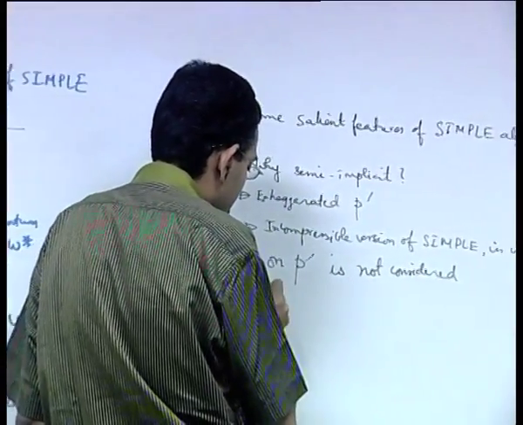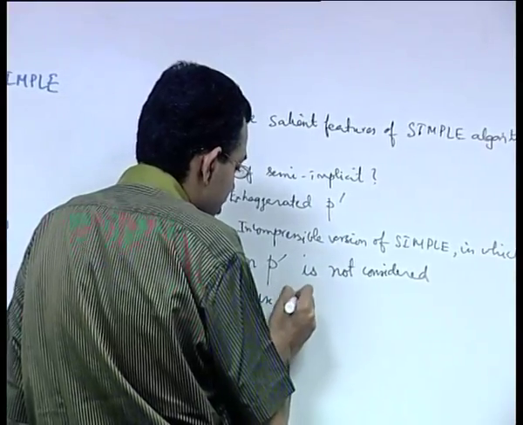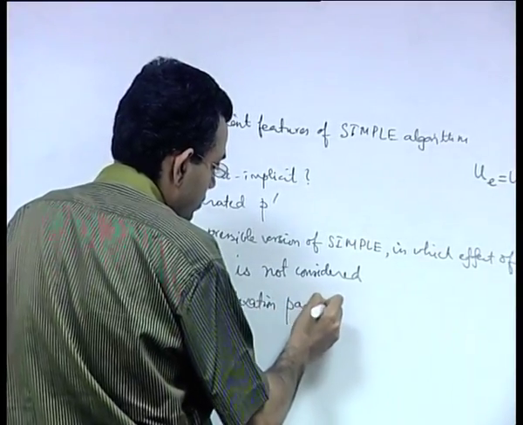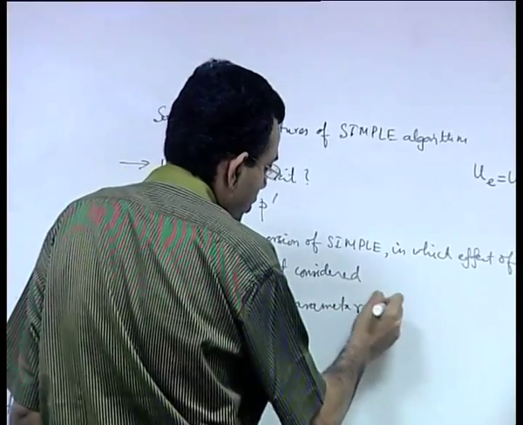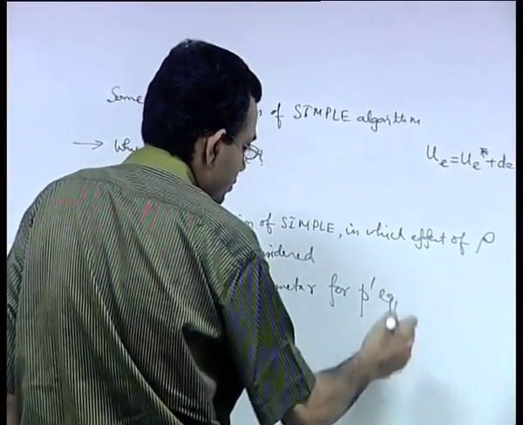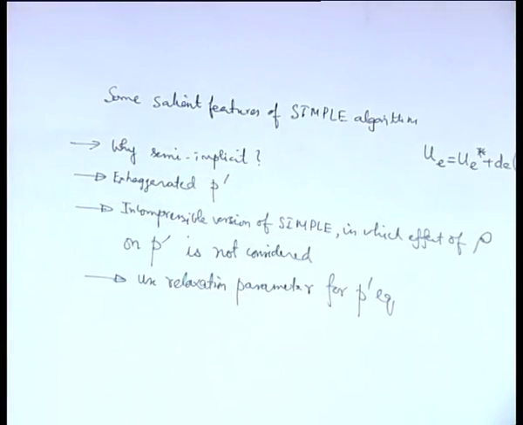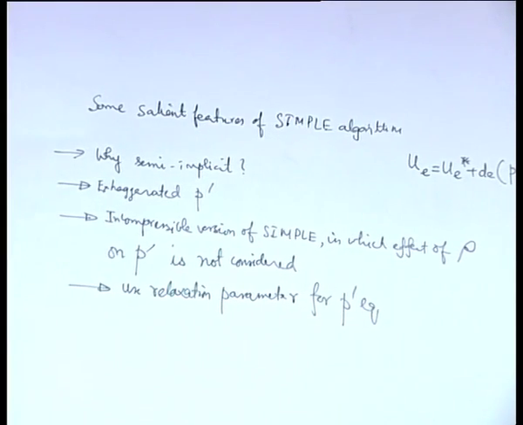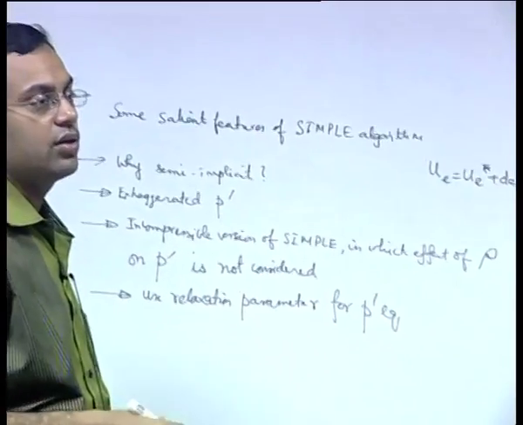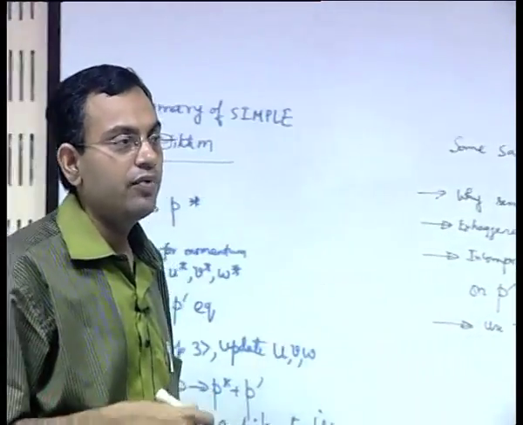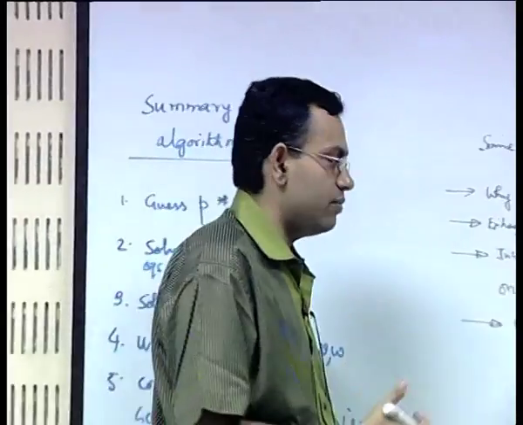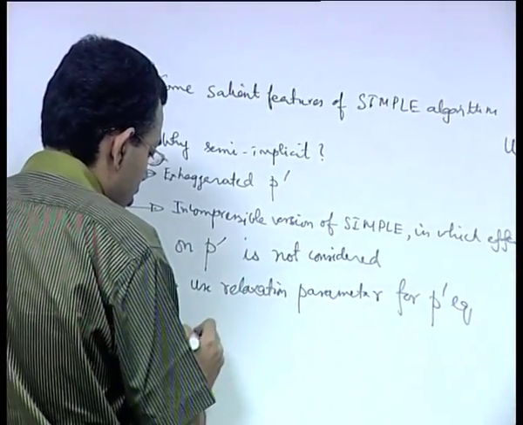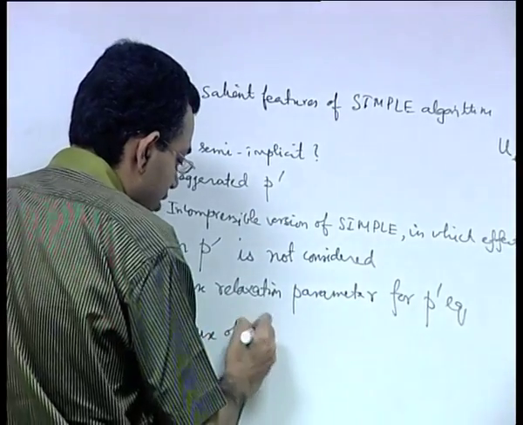One is to use a relaxation parameter for the pressure correction equation. So, what is a relaxation parameter? For example, if you had wanted to use a relaxation parameter for the momentum equation, how you would have done it? So, just as an example, use of relaxation parameter.